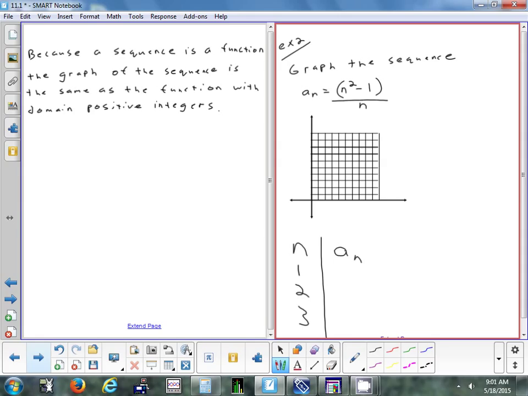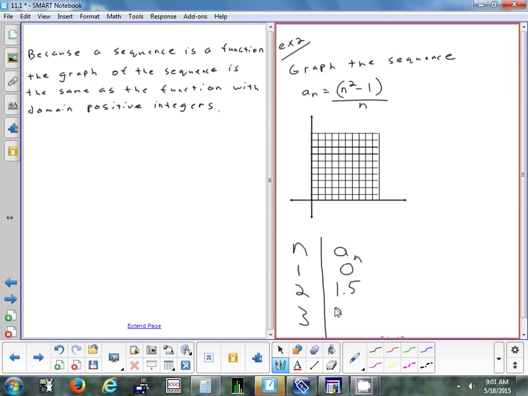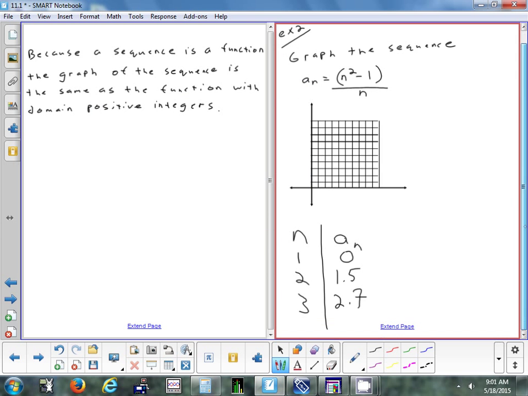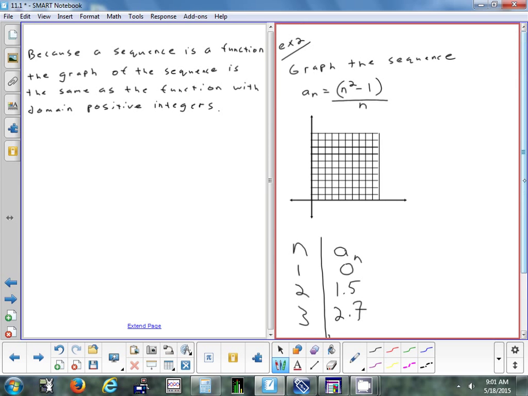Okay, we've already gone through what you get here. So you plug in 1, we get 0. Plug in 2, we get 3 halves. In this case, I think the decimal will be easier because we're going to graph it. Plug in 3, you're going to get 8 thirds, 2.7. And let's do one more. Plug in 4, you get 15 over 4.